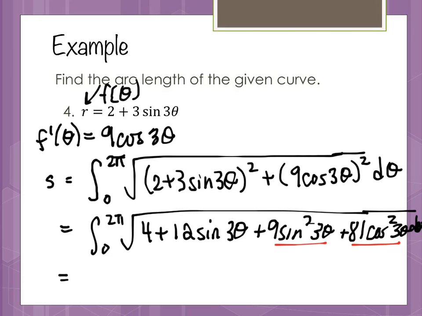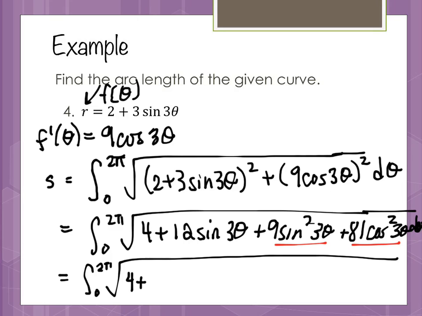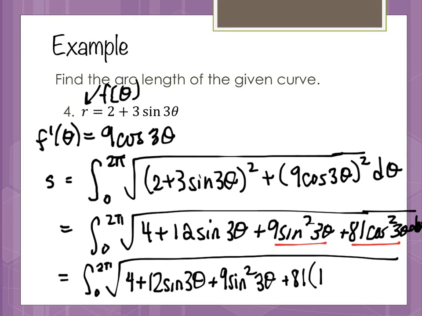So this is the integral from 0 to 2 pi. I've got the 4 plus the 12 sine of 3 theta. And I've already got the 9 sine squared of 3 theta. And we're going to add to this 81 times what? I already gave you 1 minus, right? Sine squared of 3 theta. d theta.